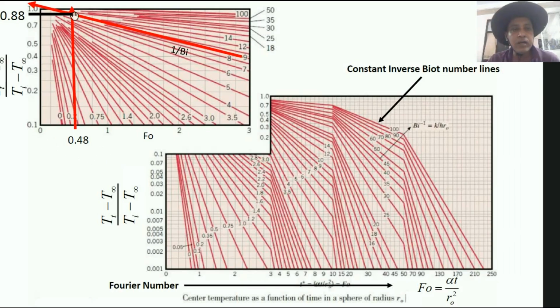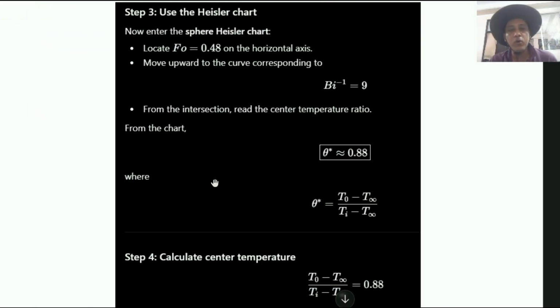So draw a vertical line. Somewhere it will intersect this inverse Biot number line. Wherever it is intersecting, draw a horizontal line toward the left. It is coming out approximately to be 0.88 on the y-axis. So it means Tt minus T infinite upon Ti minus T infinite equals 0.88. Okay, now our problem is solved.